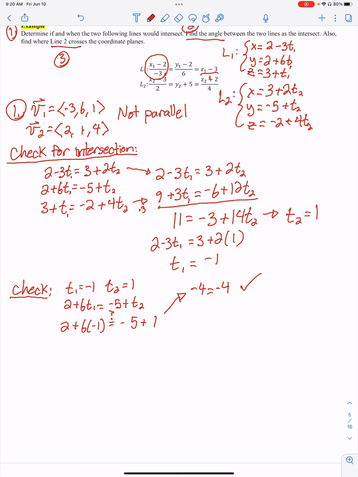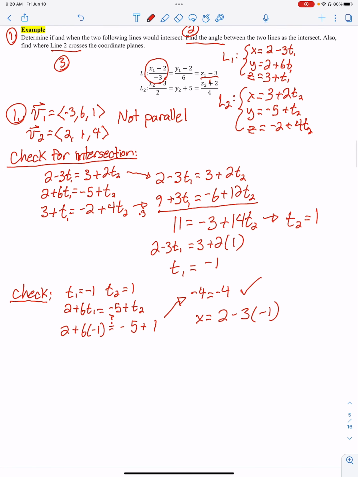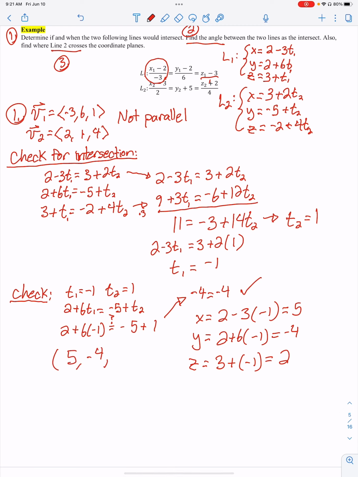So if I want to get a point now, x equals, and I just go up and use one of the lines. All right, I'm going to use t1 on the L1. So I got x equals 5. y is 2 plus 6 times t1. t1 was negative 1, so that's negative 4. And then z, that last one, is 3 plus t1, which ends up being 2. So they intersect at 5, negative 4, 2.